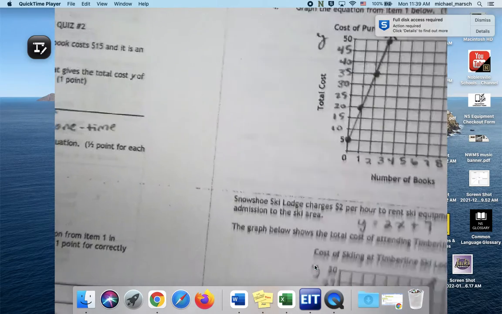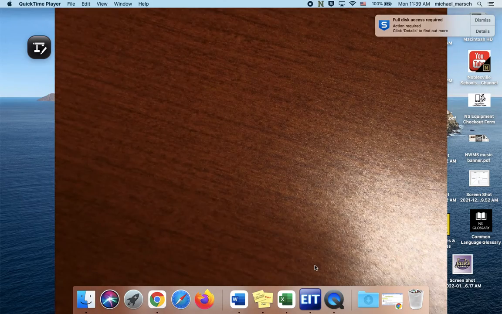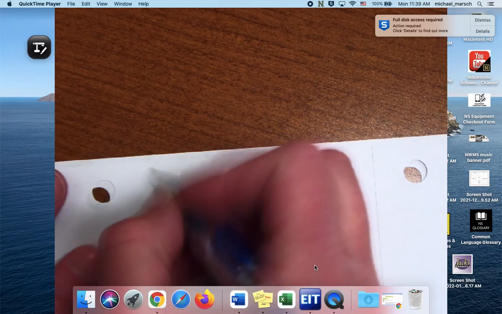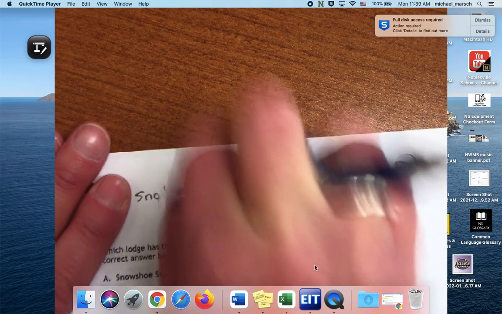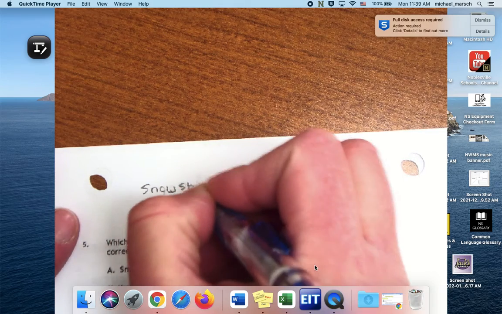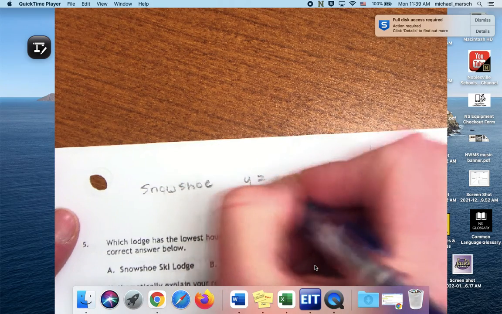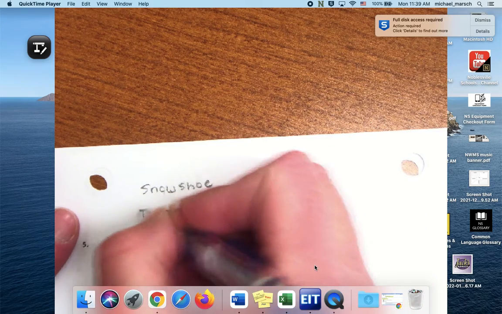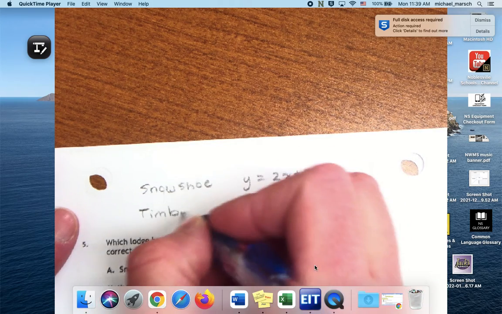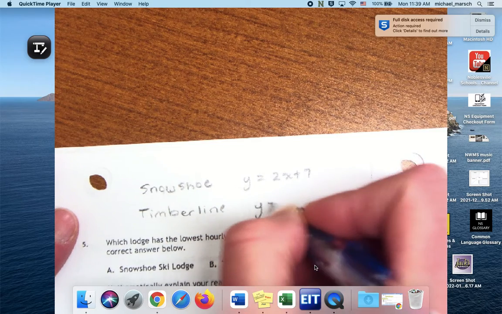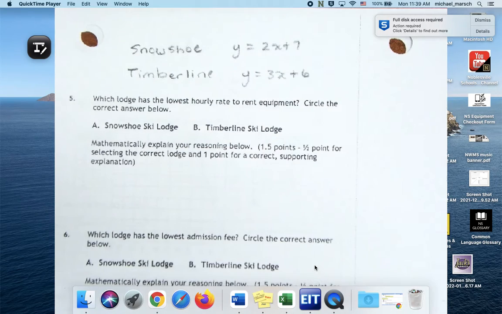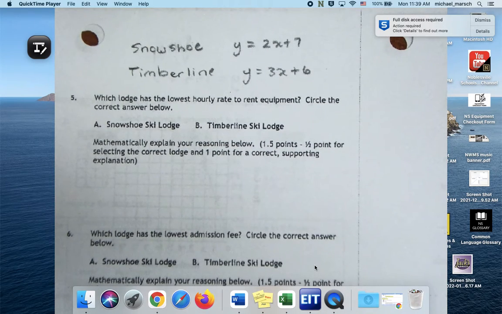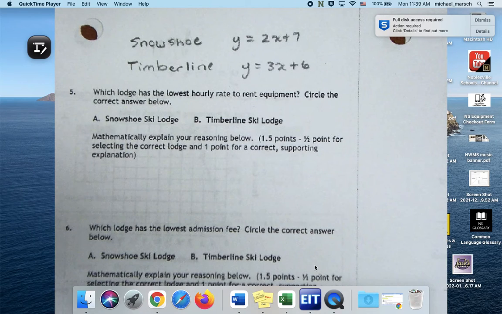So now we're going to compare these two ski lodges. I'm going to rewrite the equations up here, just so I don't have to keep flipping my page. Which lodge has the lowest hourly rate to rent equipment?